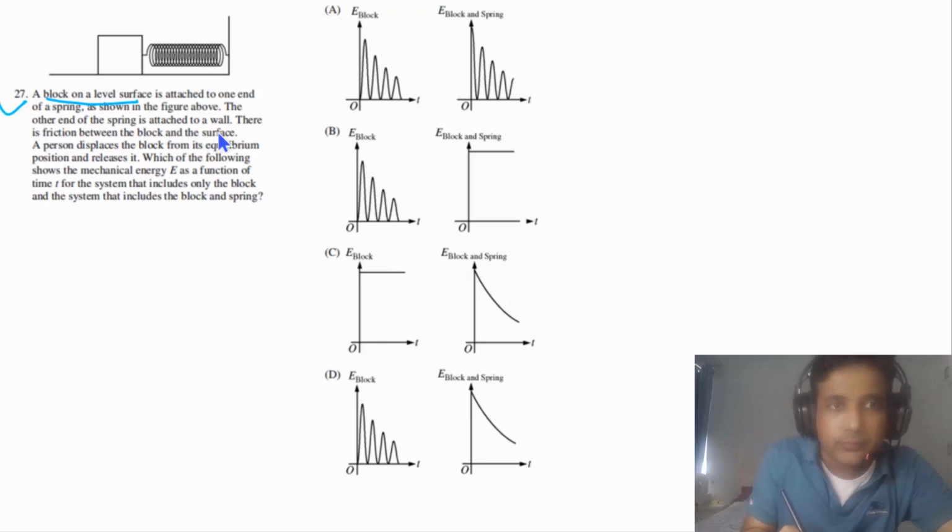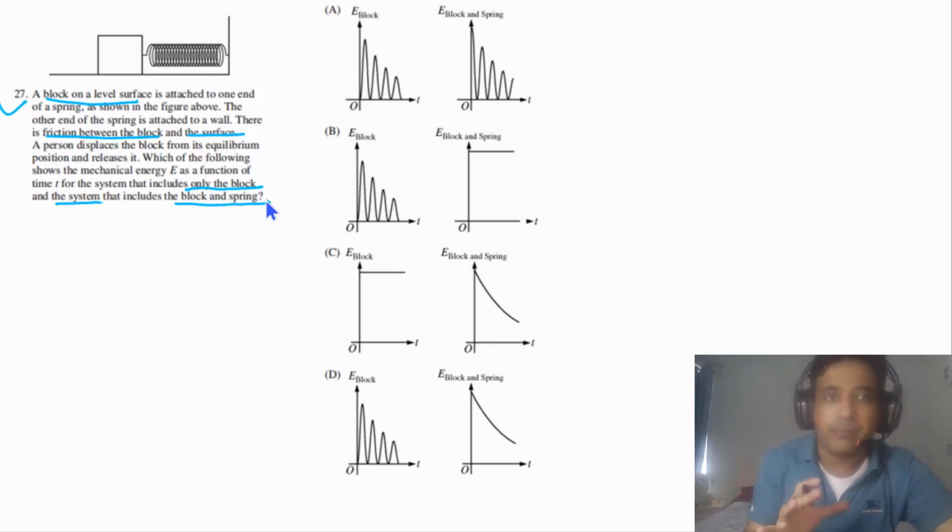The other end of the spring is attached to a wall. There is friction between the block and the surface. A person displaces the block from its equilibrium position and releases it. Which of the following shows the mechanical energy E as a function of time for the system that includes only the block and the system that includes the block and spring?